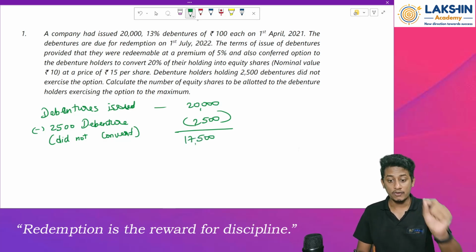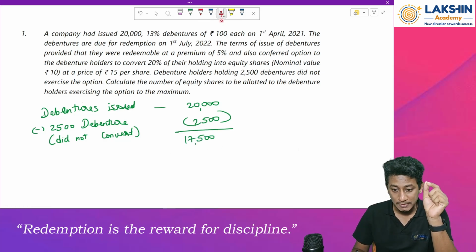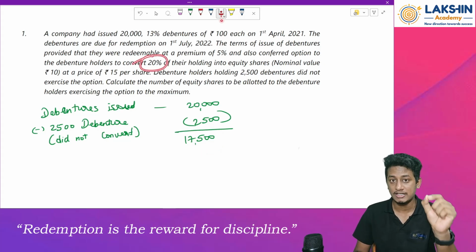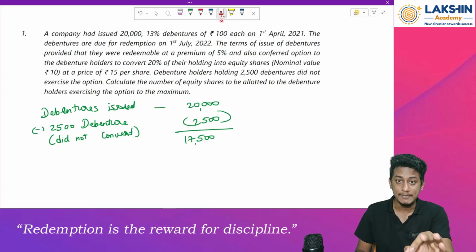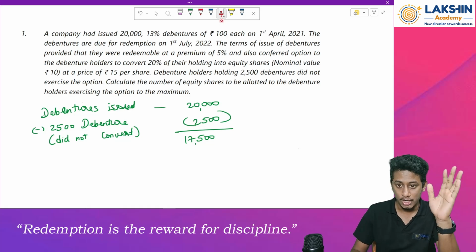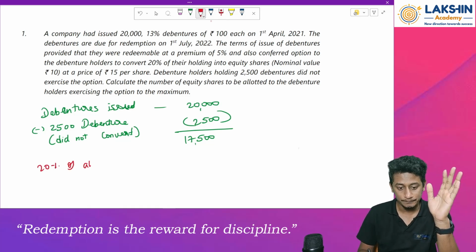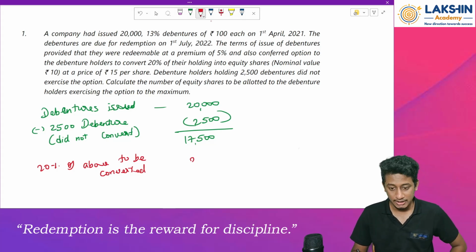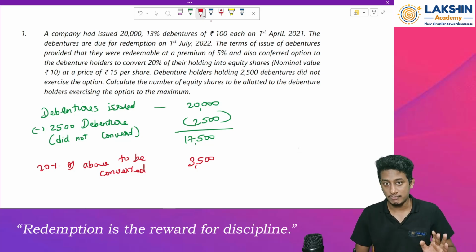Now out of this, all of these people have agreed to convert 20% of the debentures into equity, and the remaining 80% will be paid off in cash. So how much is 20% of this? 20% of the above to be converted to equity. How much will that be? 17,500 into 20% will be 3,500 debenture holders agree to convert.